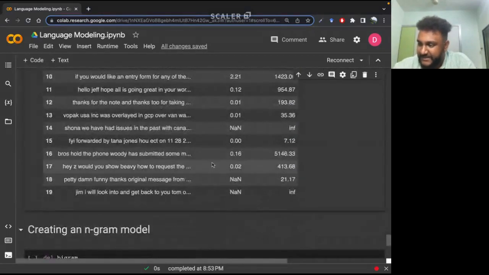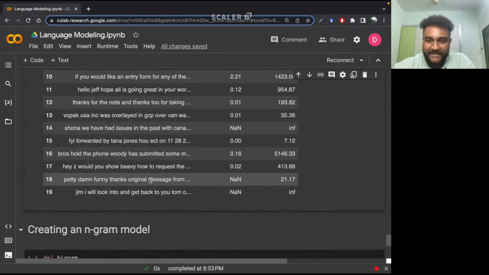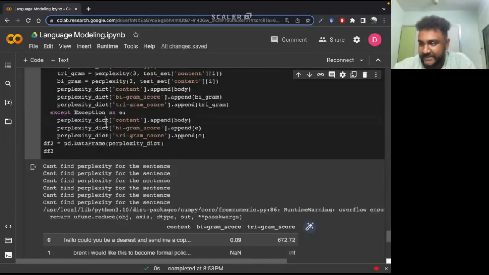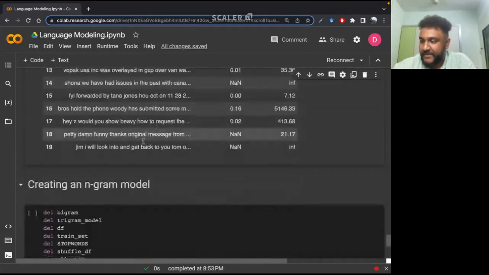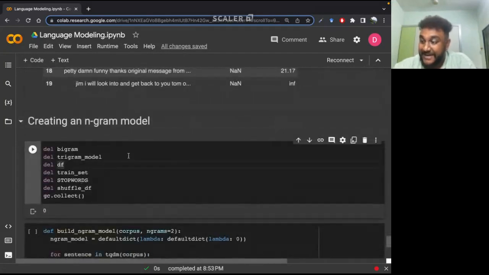Anyway, let's revisit this sometime next class. I'll see if there's any mistake in this. If it turns out that it's correct, then I will inform you next class. But now let us talk about creating an n-gram model.